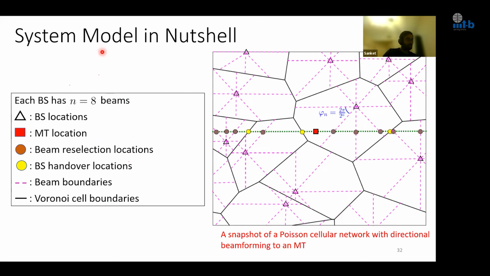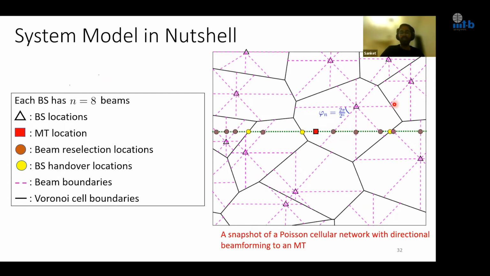Now, in a nutshell, the system model looks like this. We have different cells, with base stations denoted by the triangles. There is a mobile user which is moving on this straight line here. As the mobile user moves on this straight line, there is a base station handover, as I talked about earlier. These solid black lines show the cell boundaries, and this yellow circle shows the base station handover location. This brown circle shows the beam reselection locations when the user moves within the cell. Meaning that as the user is moving, at this point there will be beam switching from this beam to this beam, and then at this point there will be beam switching from this beam to this beam, right?